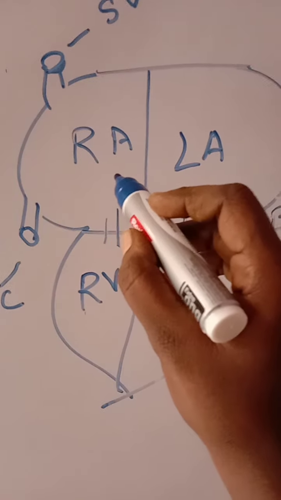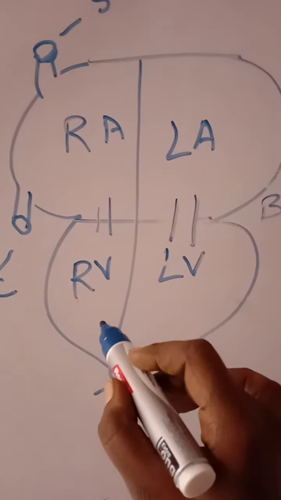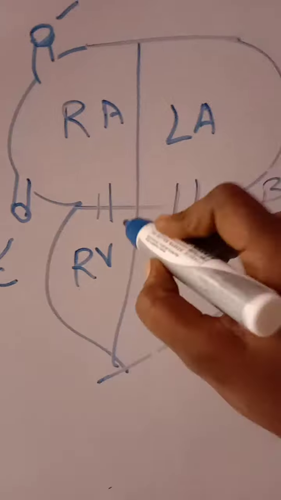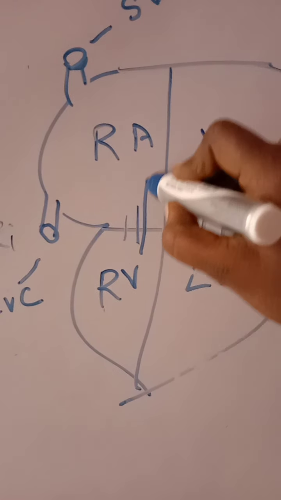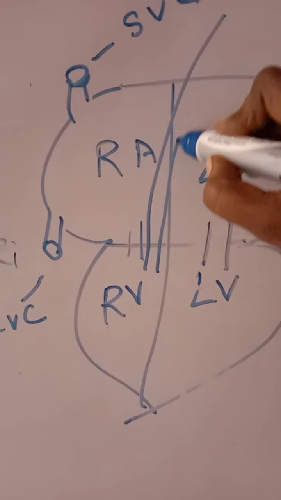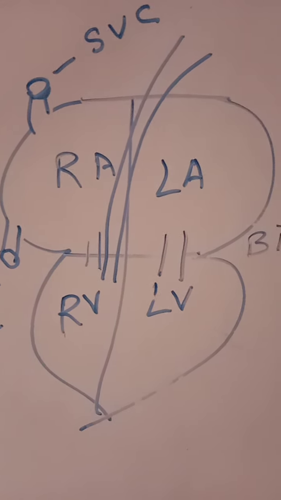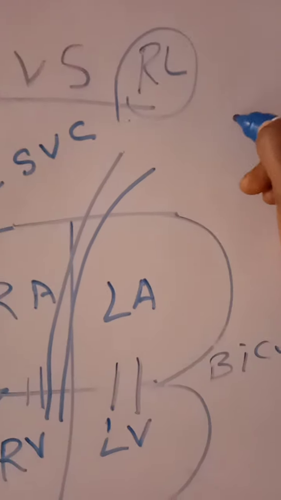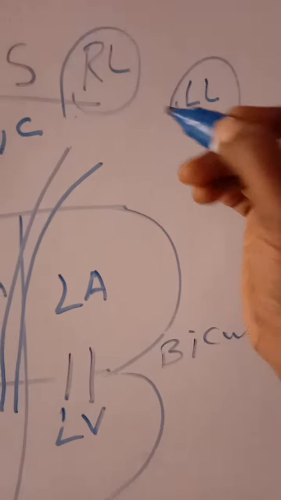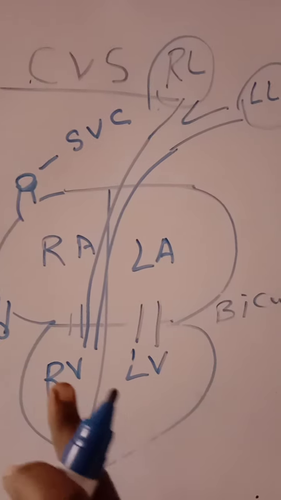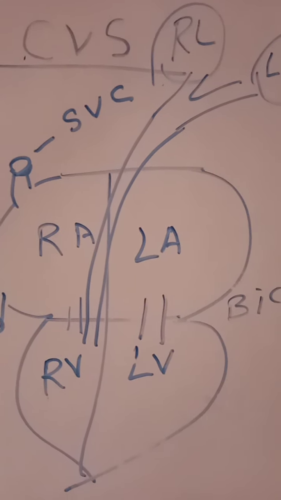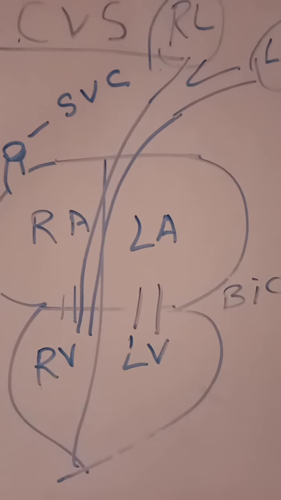From the right atrium the deoxygenated blood will reach the right ventricle through this tricuspid valve. Now from the right ventricle, the pulmonary arteries will carry the blood to the right lung and left lung. Yes, this is something different, right? This is the only artery which carries deoxygenated blood.